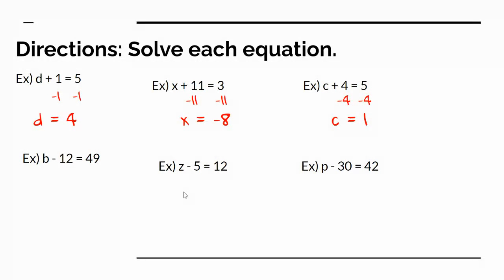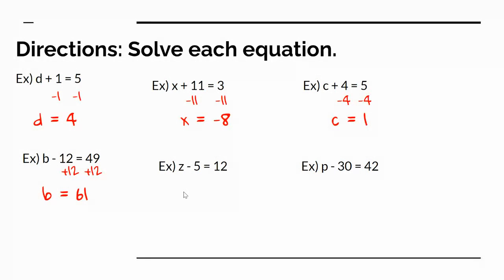All right, next example, I'm trying to get b by itself. Minus 12 is in the way. I need to use inverse operations to isolate my variable. The opposite of minus 12 is plus 12. What I do to one side, I must do to the other to keep it balanced. 49 plus 12 is 61, and I'm left with b on the left side, so it's b equals 61.